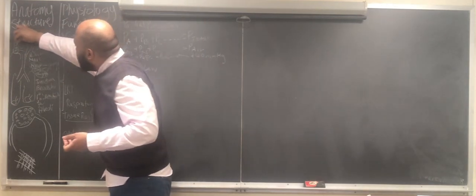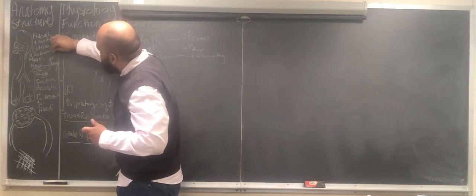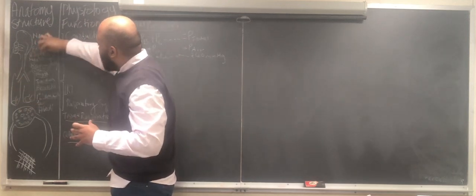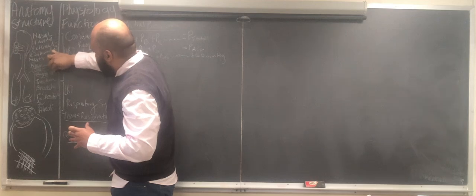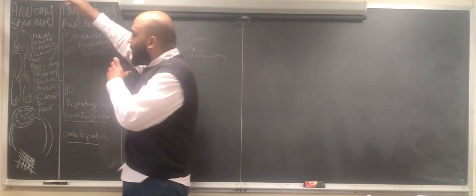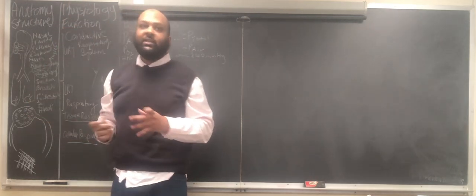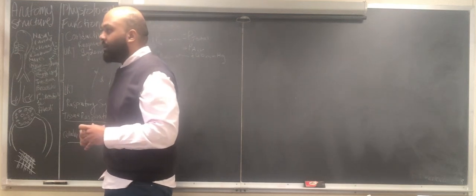Then we move down in our upper respiratory tract into our nasopharynx, oropharynx, laryngopharynx, and these are muscular layers. So there's a lot of epithelial tissue here. But when we go down from the pharynx to the larynx, now we change. This is no longer a muscular structure. What is this? This is a cartilage structure.